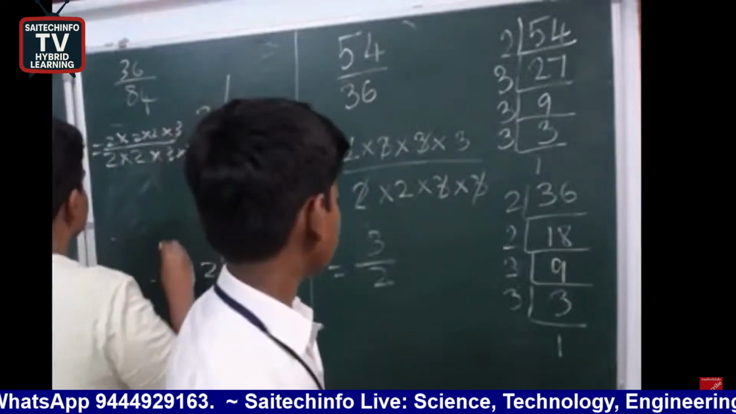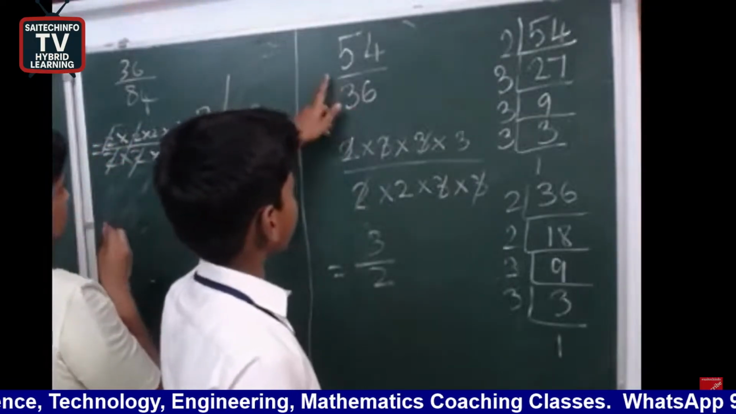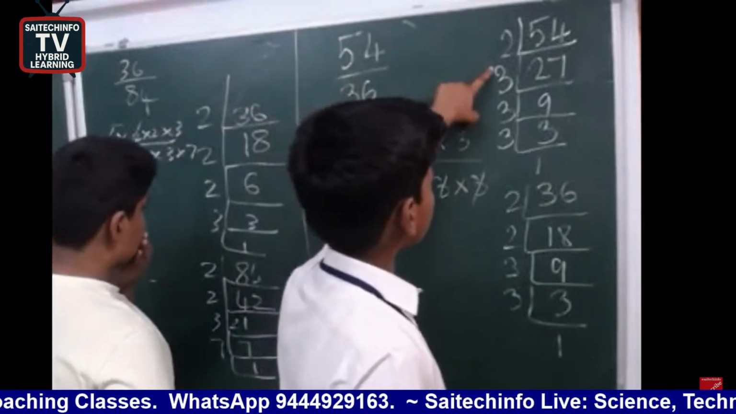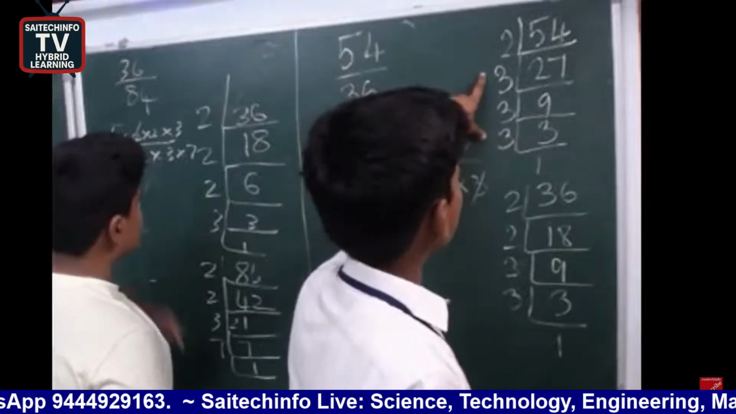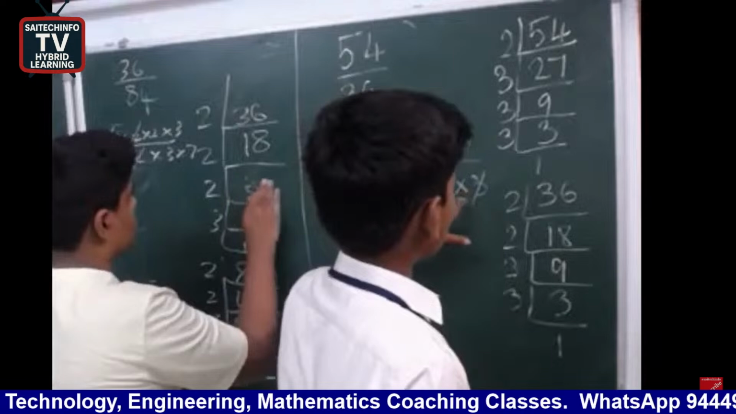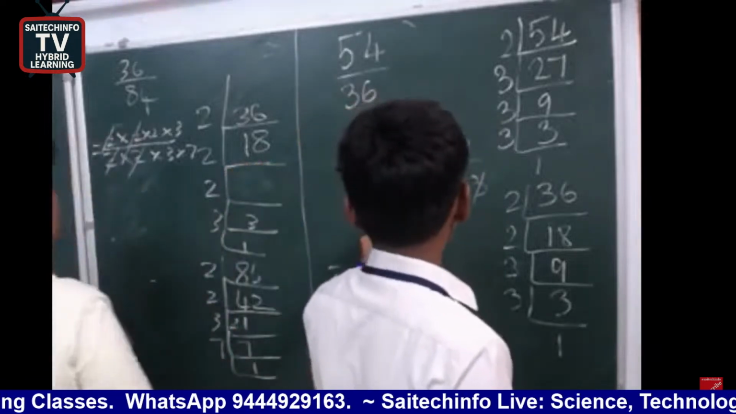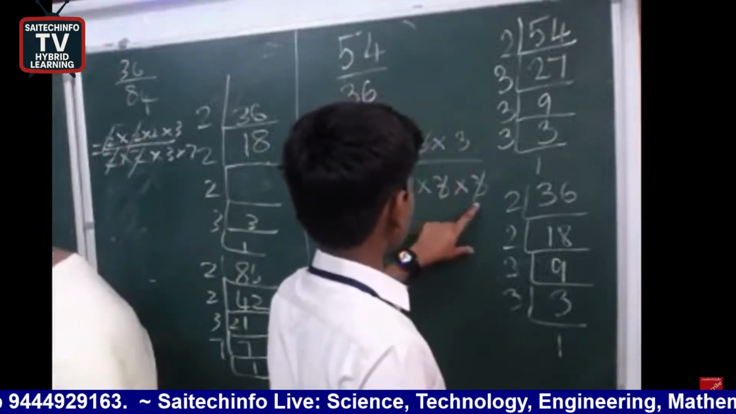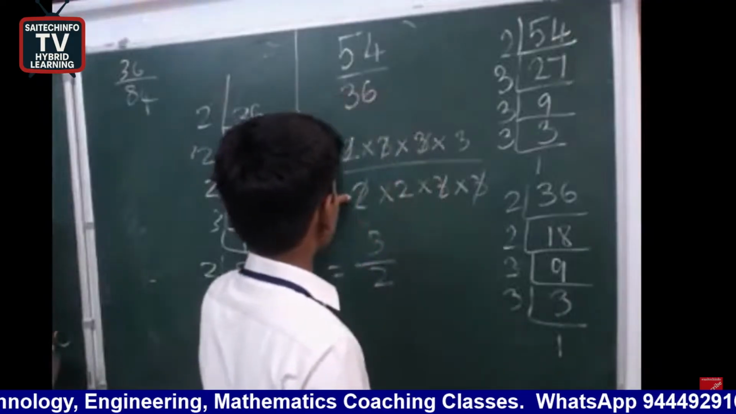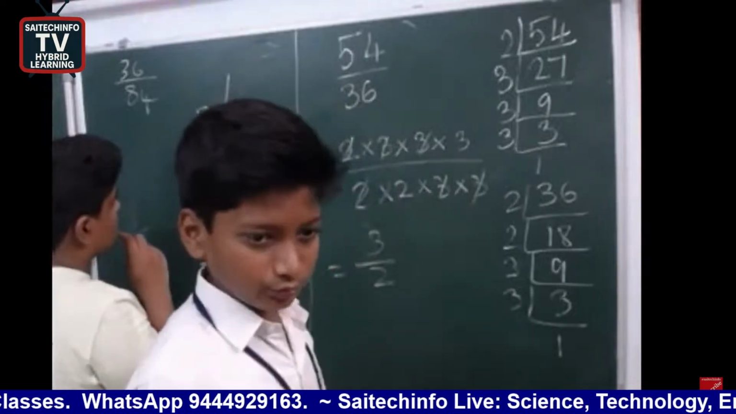Explain. 54 divided by 36, we can first do the factorization. 54 by factorization, we get 2 into 3 into 3 into 3, and we can factorize 36. We get 2 into 2 into 3 into 3. We can strike out 2, 3, 3. We can get 3 by 2. 3 by 2. Very good.